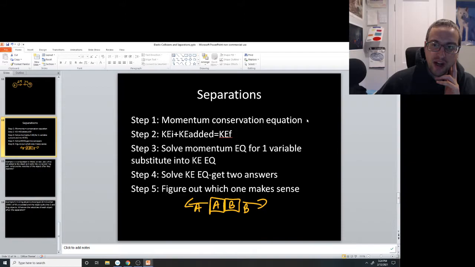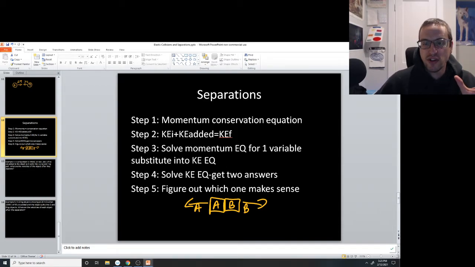First step, momentum conservation equation, exactly the way you would do the elastic collisions. Second step, kinetic energy initial plus kinetic energy added equals kinetic energy final. Okay, this is the big difference. Before, with elastic collisions, they're equal. Now we've got some added in there. Still going to solve the momentum equation for one variable and substitute into the kinetic energy equation. Still going to solve that kinetic energy equation and get two answers.